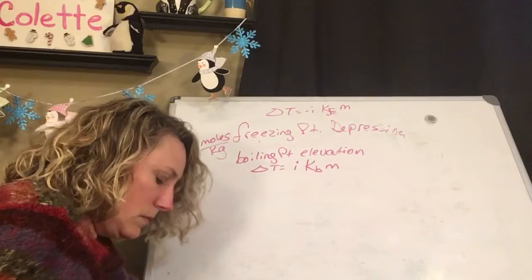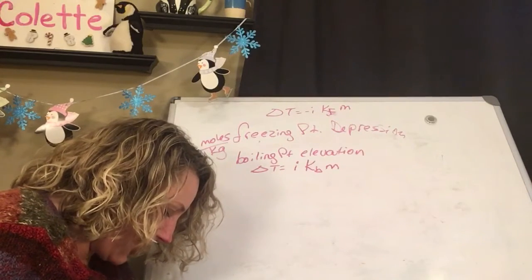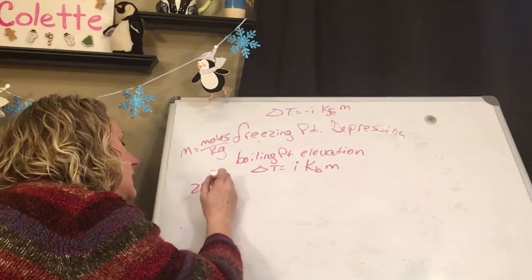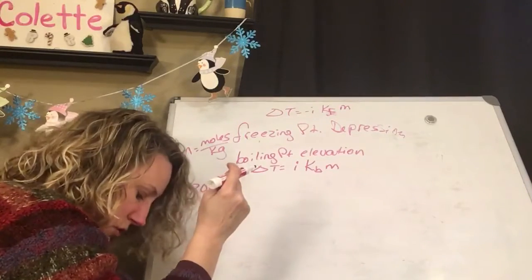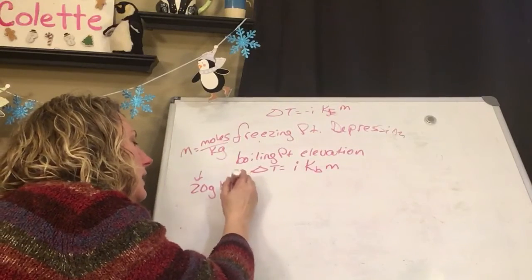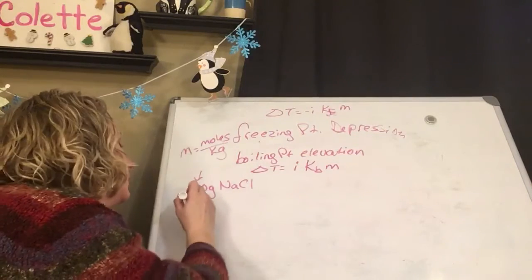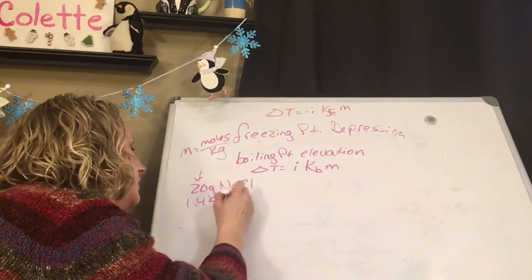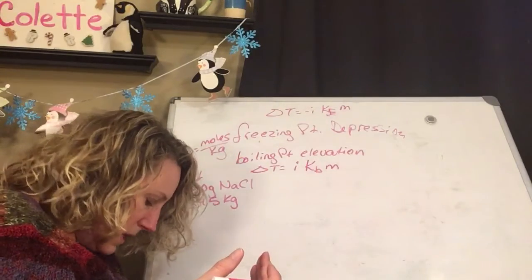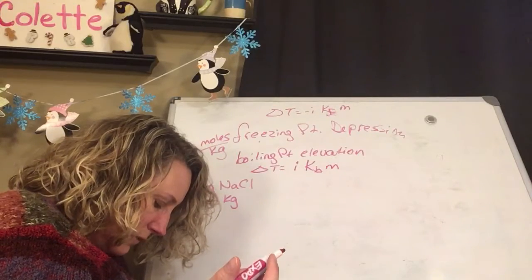So let's see. In cooking, a pasta chef adds 20 grams, and there's actually just one significant digit, of NaCl, table salt is NaCl, to 1.45 kilograms of water. Oh look, they already gave it to you in kilograms, that was nice of them. It brings the water to the boil. What's the temperature of the boiling solution?